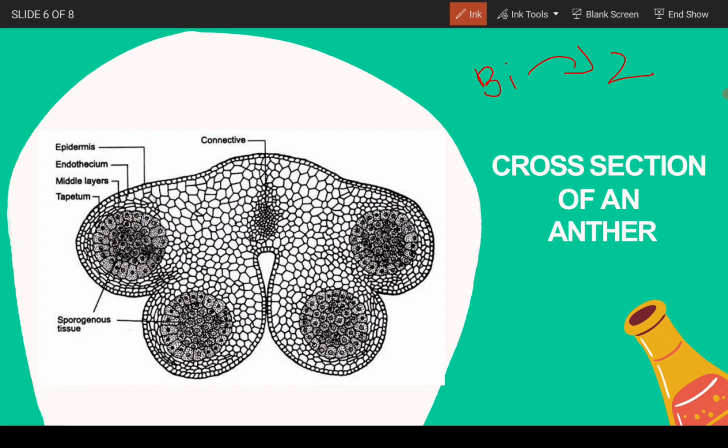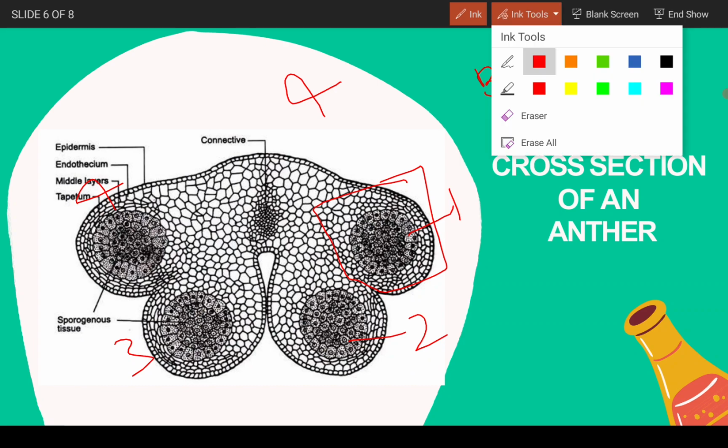People often get confused by these round structures as lobes, and they say this is one lobe, this is two, this is three, and this is four, and that the Anther has four lobes but is referred to as bilobed. It is not exactly like that. Mainly the Anther has two lobes. I'll be showing what the two lobes are.